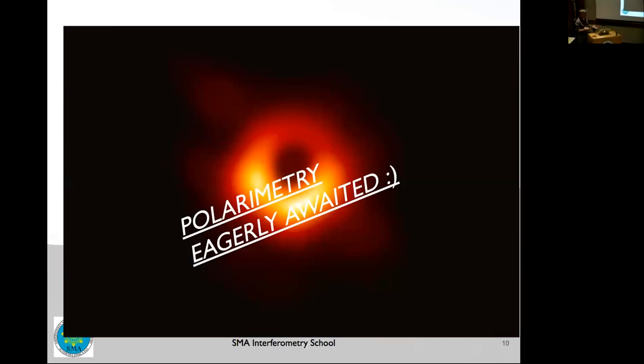We just saw what happened to the polarization. We don't have that result yet, but hopefully it's coming soon. So this is M87, the total intensity image, but we don't have any magnetic field information yet. We don't have any polarization yet, but it should be coming soon, hopefully.